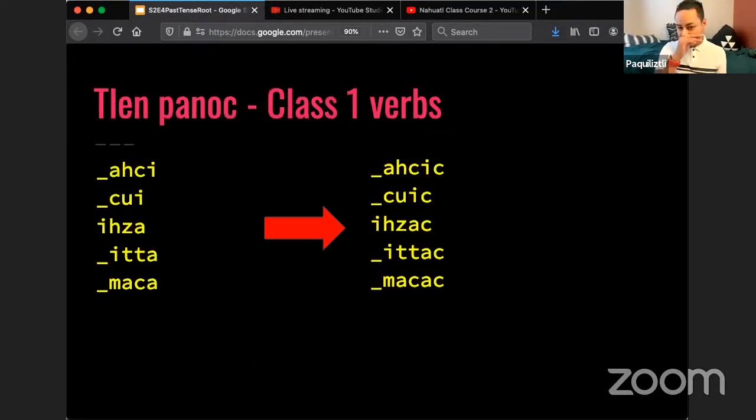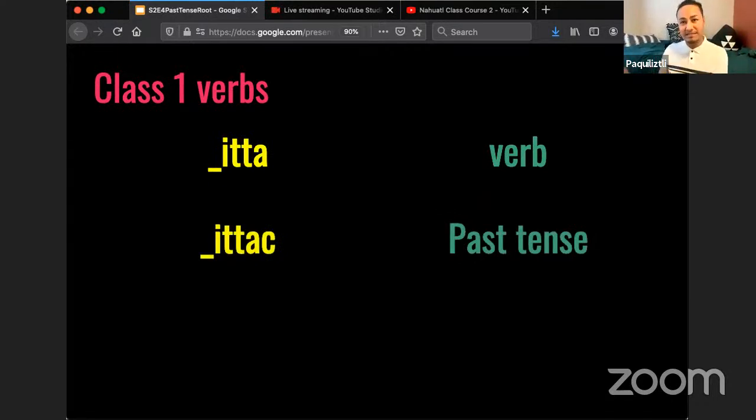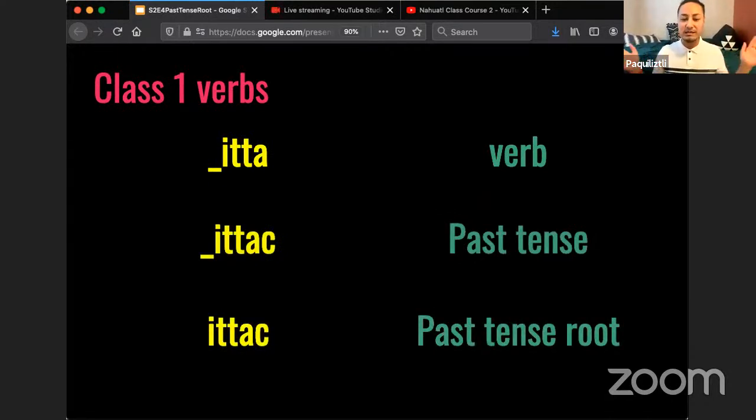All right, so basically, up until now, you've already learned class 1, class 2, class 3, class 4 past tense. And every single one of those classes does the past tense differently, and each one has a different past tense root. So if you remember, for class 1 verbs, all you have to do is add the C. So asi becomes asik, kui becomes kuik, isa, isak, etc. Basically, you're adding the C. So you have the verb, you add the C, that makes it the past tense, and the past tense root is going to be the whole thing, the whole verb plus the C.